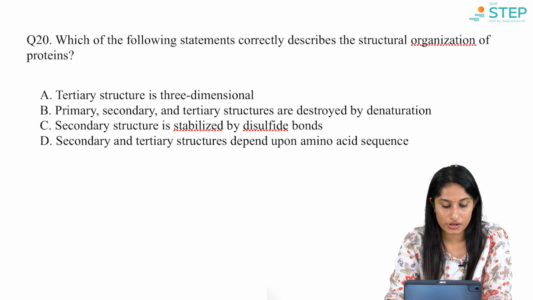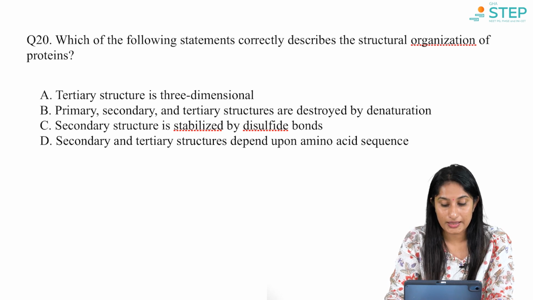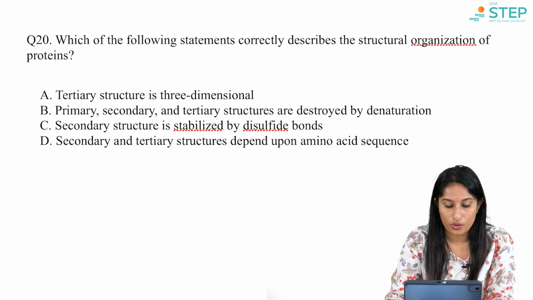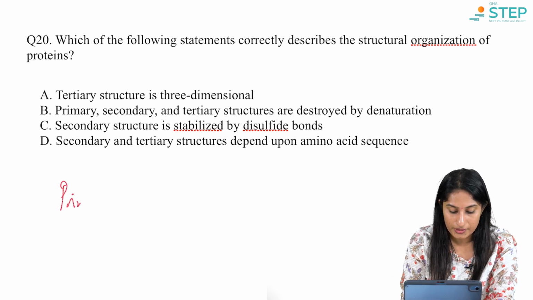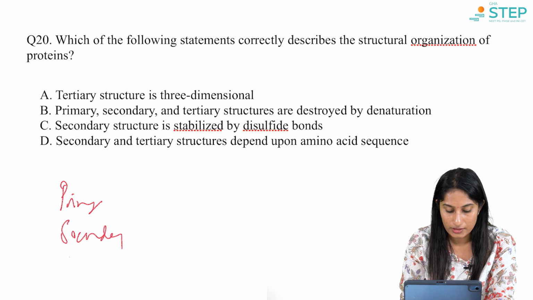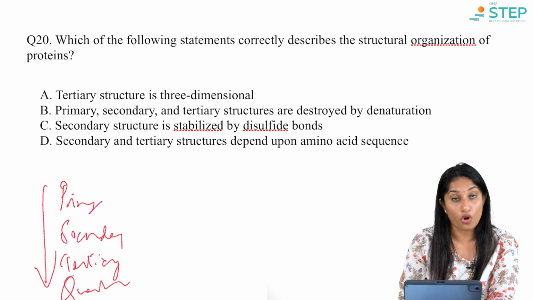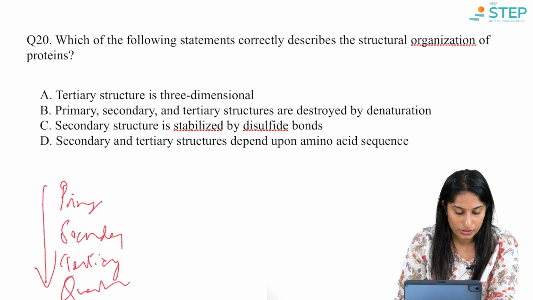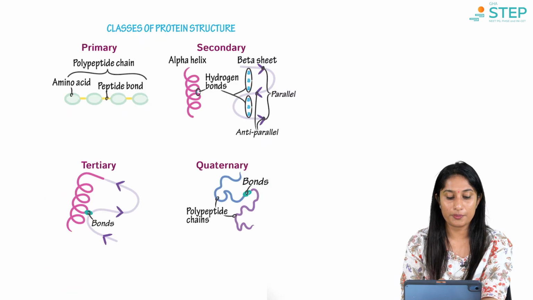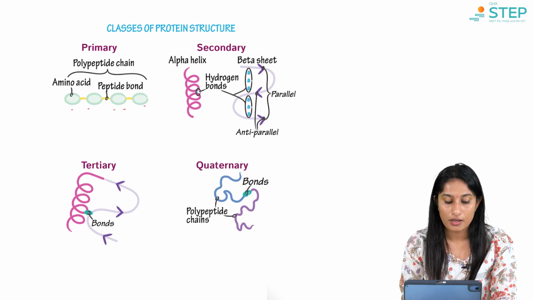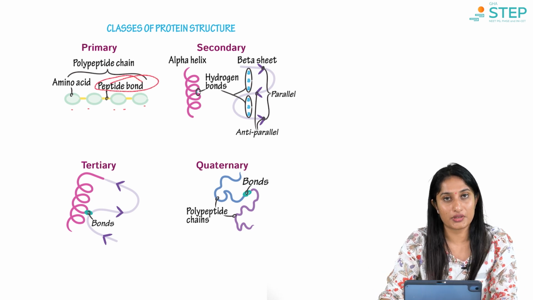So, coming to the last question, which of the following statements correctly describes the structural organization of proteins? So, how are proteins organized? Let me write it as primary, secondary, tertiary and quaternary. The levels go on increasing from simple to complex. So, what is primary structure? If you look into the diagram, primary structure is when you have individual amino acids linking together by the bond called a peptide bond. This is the simplest of the organization.